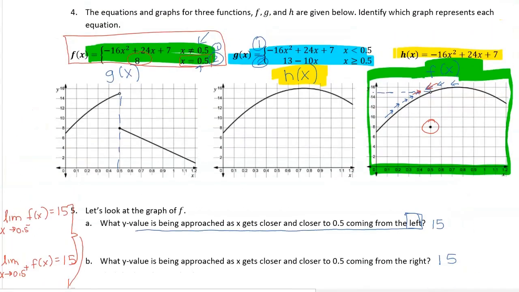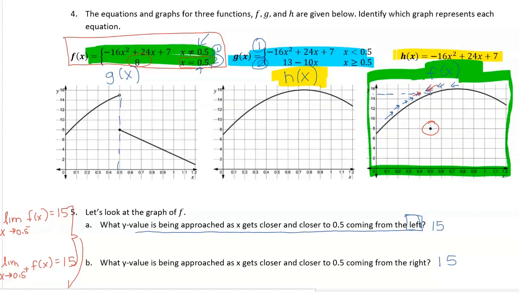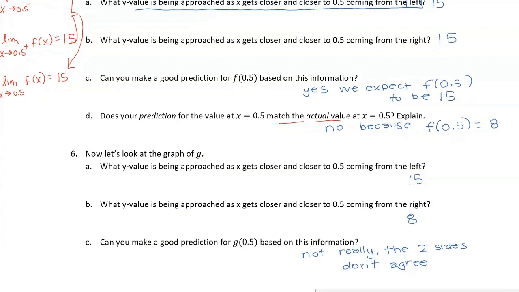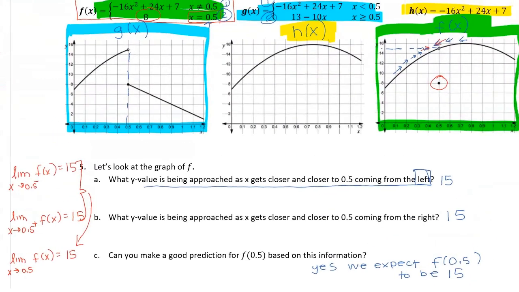The next question says, let's look at graph G. That's going to be this first one over here. Lots of interesting things going on. And this says, what is the y value approached as x gets closer and closer to 0.5 coming from the left? All right, so I'm going to come from the left, and our y value is going to be 15.